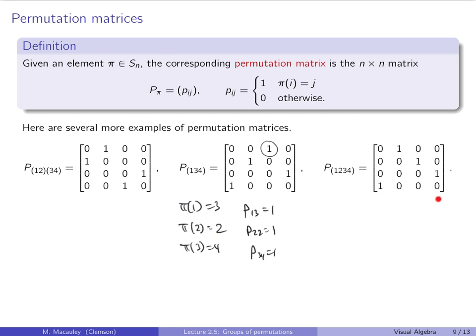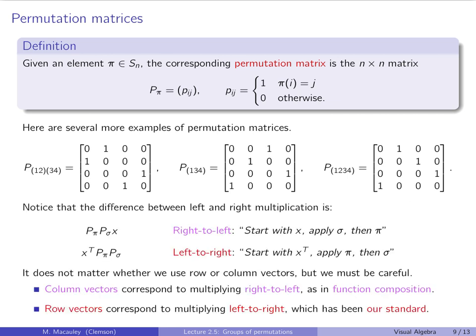So here's another example of a permutation matrix. I'll let you check this yourself. I want to return to the difference of left versus right multiplication and give a slightly different perspective than what I showed you in the previous slide.